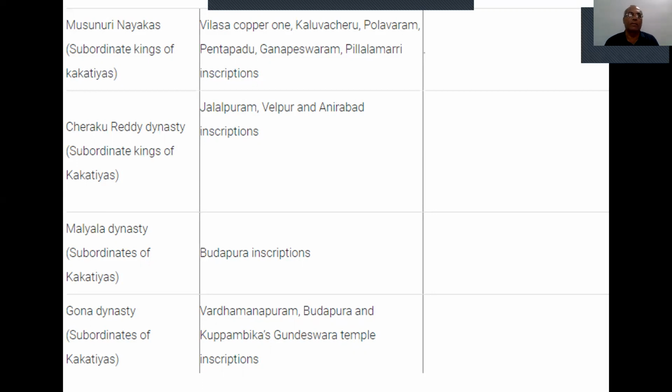So you have the Buddhapura inscription, which speaks of the Malayala dynasty. And then you have the Gona dynasty, again the subordinates of the Kakatiyas. And you have inscriptions available at Bahadurpura. You have Kuppam Bikas, and you have Gunadeshwara temple inscriptions. So all these inscriptions speak of the various subordinate kingdoms which had emerged in this particular region after the downfall of the Kakatiyas.